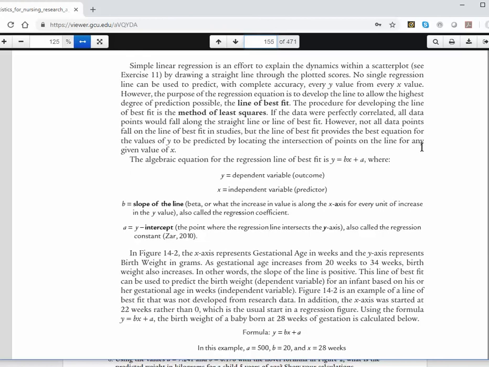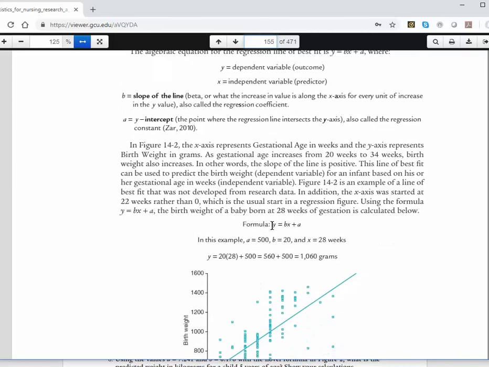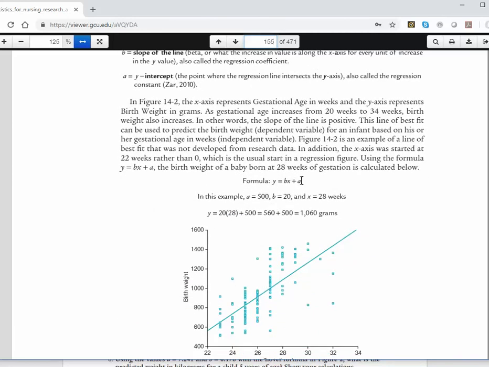Just keep in mind that the numbers that you're looking at, the coefficient of x, that's the number in front of the x, is always the slope. The number that sits by itself, which is added or subtracted to that, is always the y-intercept. So they give you an example here where the formula is given. If A is 500 and B is 20 and X is 28 weeks, then you plug in the formula. X is the number of weeks, and you put this in the formula and get your answer.